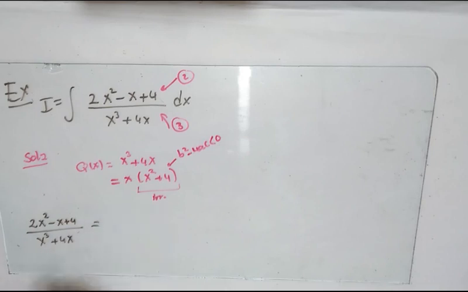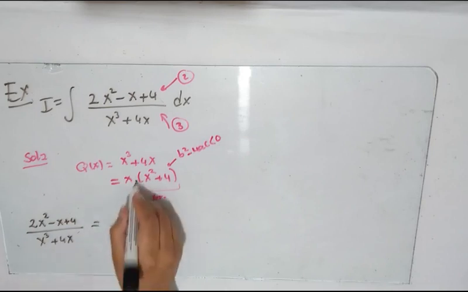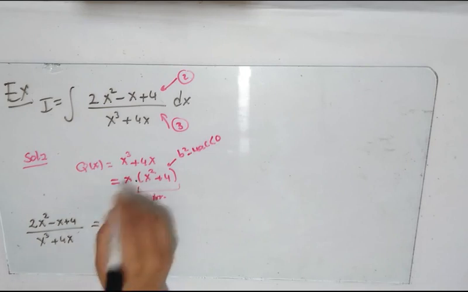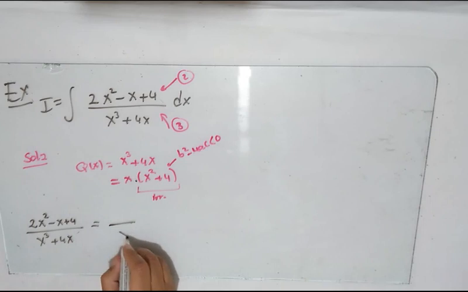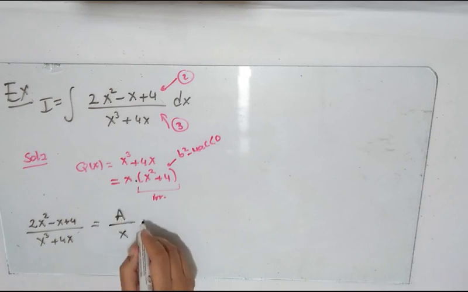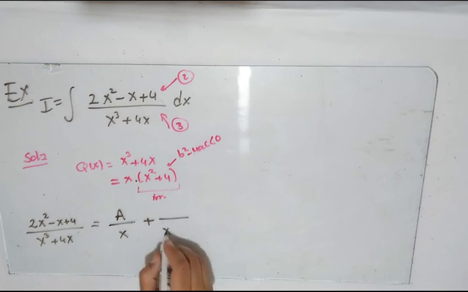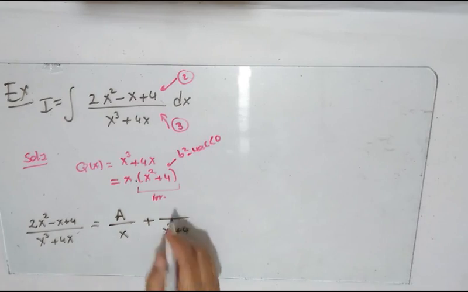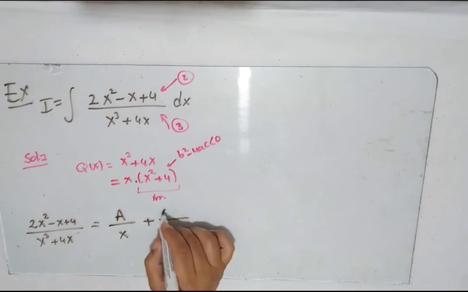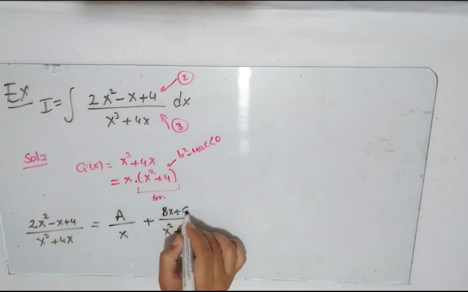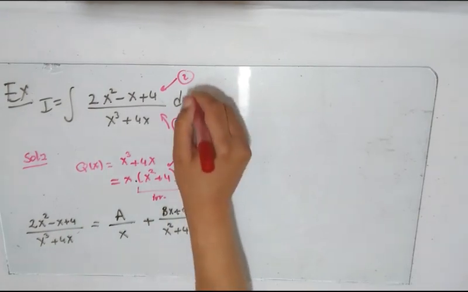Here you have 2 factors. The first one is x, which is linear and not repeated. So we'll write x, and here you will have a constant, plus the second factor, which is also not repeated. So it will be x squared plus 4. And since this is a quadratic expression, you will have bx plus c.